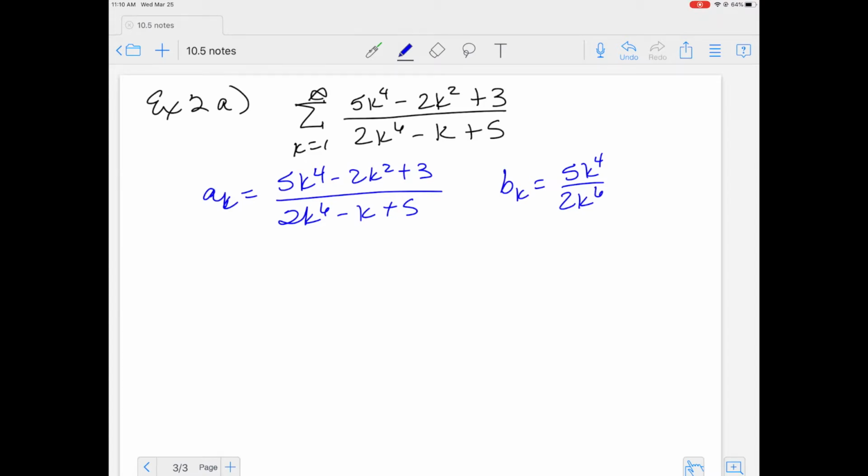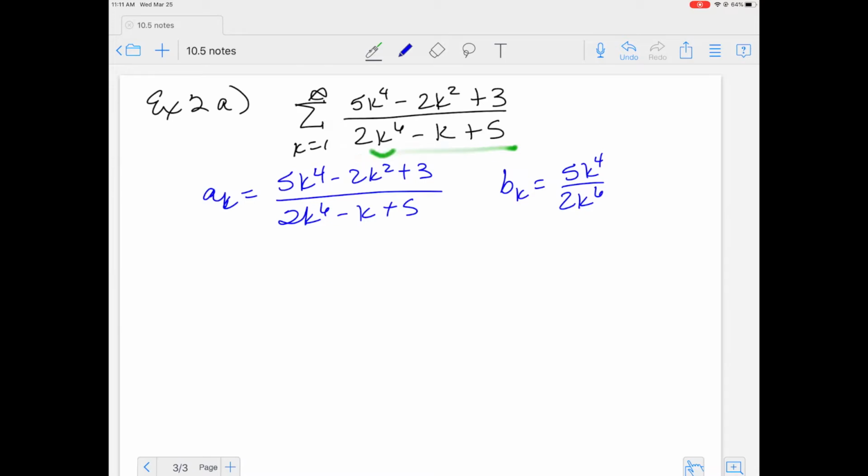Now, you know what I just realized? We have not talked in this little 10.5 business here about our divergence test. What's always our first thing that we go for? Divergence test. If I take this quick limit, what does it go to?